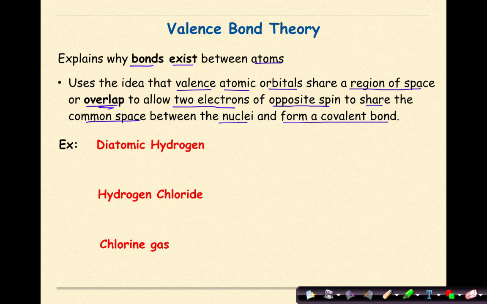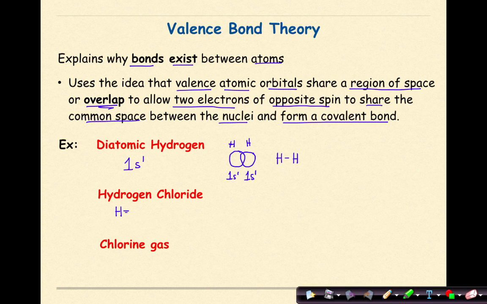Let's consider diatomic hydrogen. We know that the electron configuration for hydrogen is 1s1. And the s orbital is going to be a sphere. So here is one of my hydrogens, and here is another one of my hydrogens. Pretty sad looking circles there. One hydrogen represents 1s1, and the other hydrogen also represents 1s1. As they come together, they get those two valence electrons they need to form the covalent bond that holds them together.